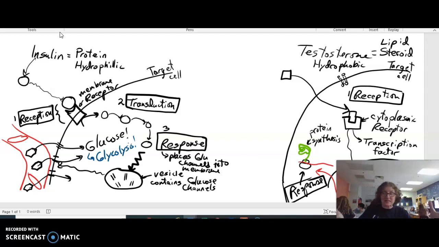But those are the basics, and that also hopefully helps you tie together some of the different units that you can think about with this sort of thing. So there's insulin and testosterone pathways, and I hope that was helpful.